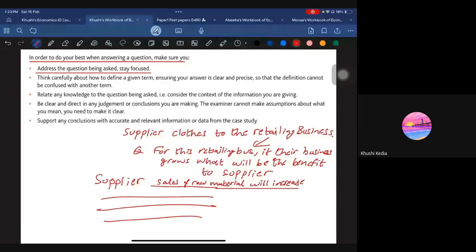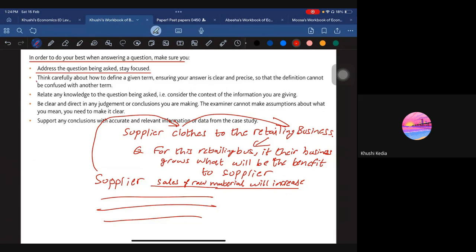So you see, usually when we are thinking about the supplier, we think about the raw material. It is a natural thing, right? So he just naturally wrote that the sales of raw material will increase. And the examiner caught him there. And he said that, okay, fine, buddy, this is not the raw material, this is the actual final good that he's providing to a retailing business. You understand this point?